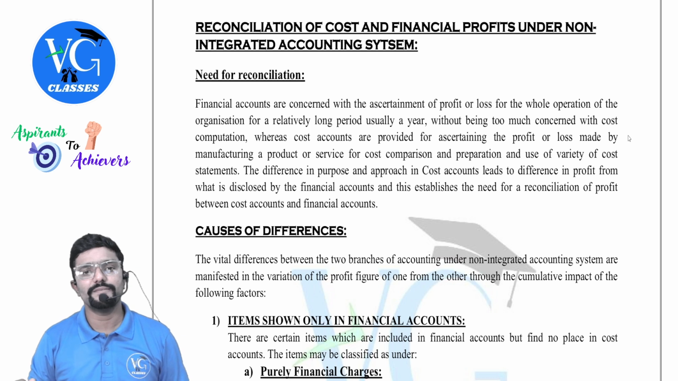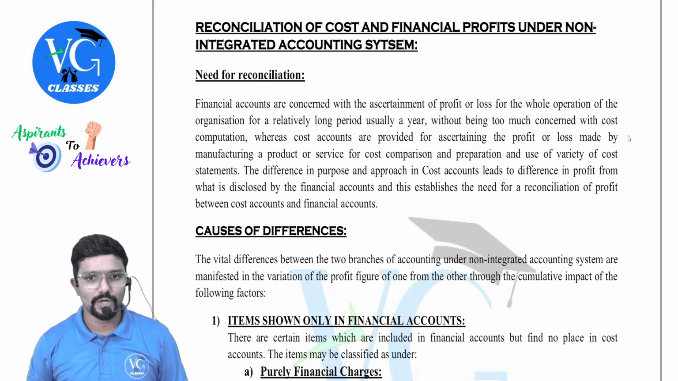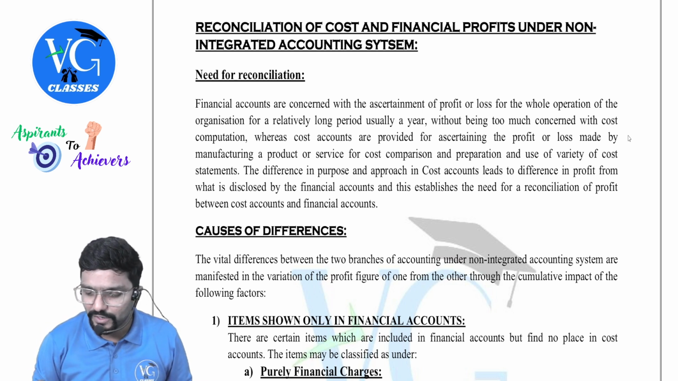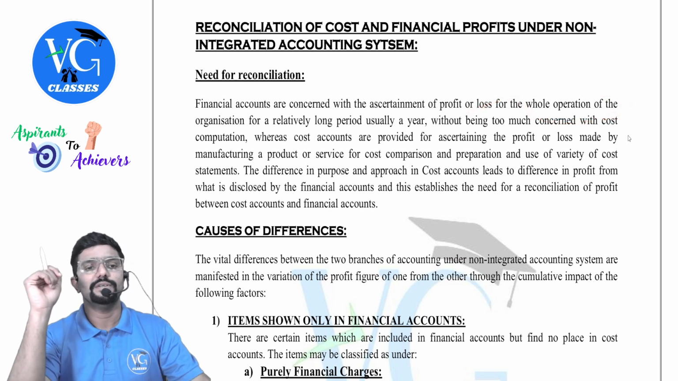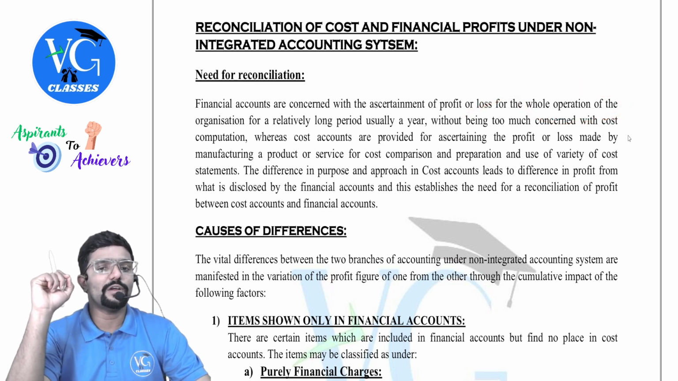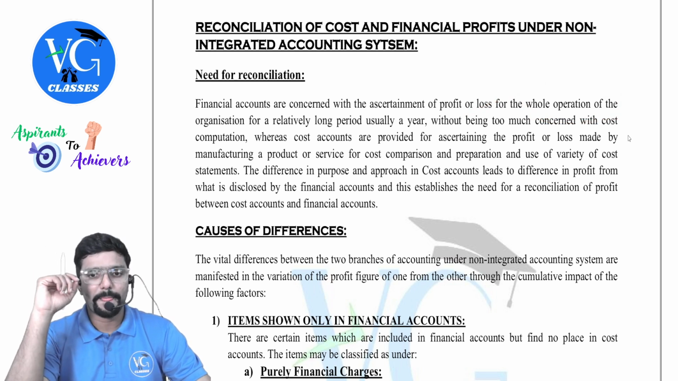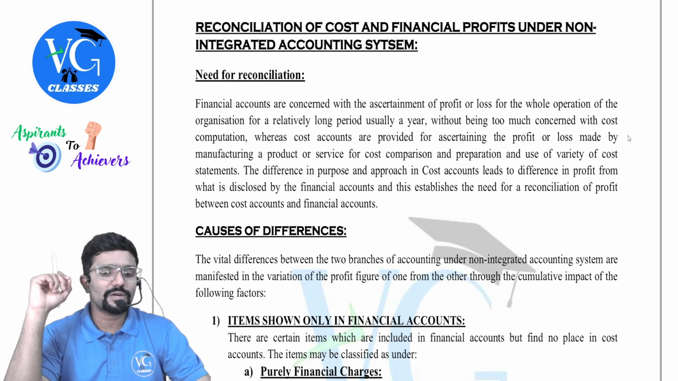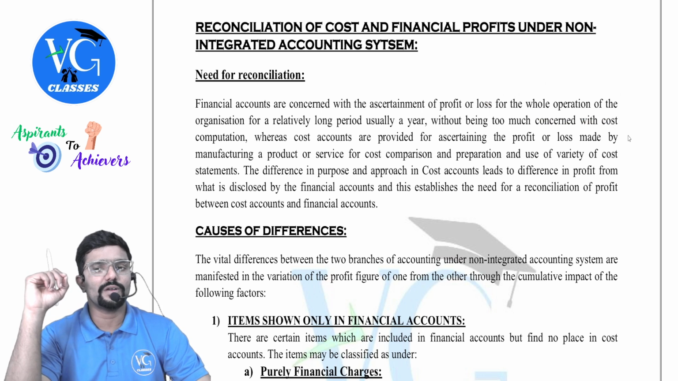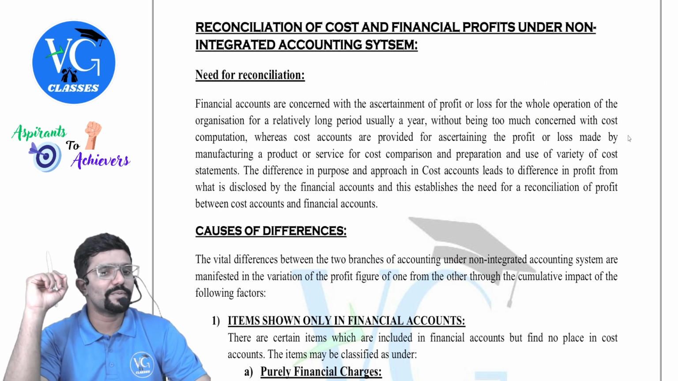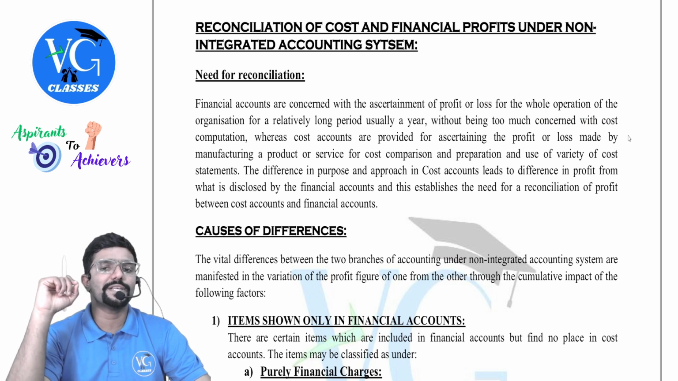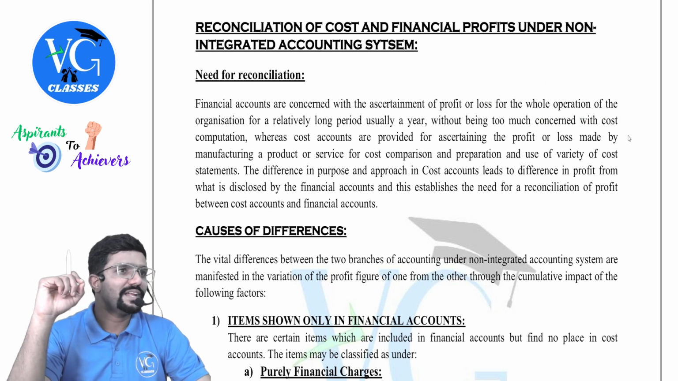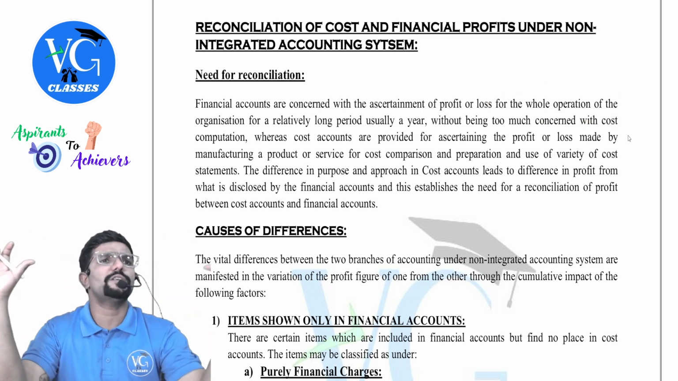Financial accounts are concerned with ascertainment of profit or loss for the whole operation of an organization. They want to calculate the profit or loss for the whole operation of the organization for a relatively longer period, usually a year, without being too much concerned with cost computation. Whereas cost accounts are provided for ascertaining the profit or loss made by manufacturing a product or a service for cost comparison and preparation and use of a variety of statements. Clear? So we understood these are two different objectives.